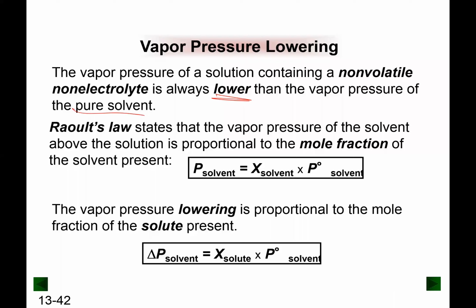the pure solvent. And so this is expressed in Raoult's law, where the vapor pressure of the solvent will equal the mole fraction of the solvent present times the vapor pressure of the pure solvent. Now, we can express this in terms of pressure lowering, and that's what we have here. Basically, the change in vapor pressure for the solvent will be proportional to the mole fraction of solute. So we have the mole fraction of solute times the vapor pressure of the pure solvent, and that gives us the amount of lowering, or the change in vapor pressure.